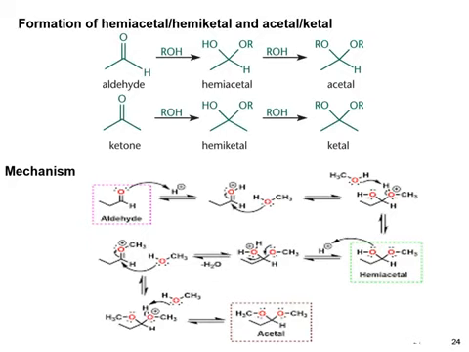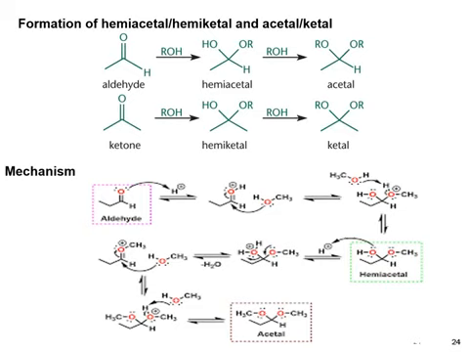Next is the formation of hemiacetal, hemiketal, acetal, and ketal. When one alcohol group adds to the aldehyde, it is converted into a hemiacetal. In a hemiacetal, you can see one alkoxy group and one free hydroxyl group present. When this hydroxyl group is replaced by a second alkoxy group, it is converted into an acetal.